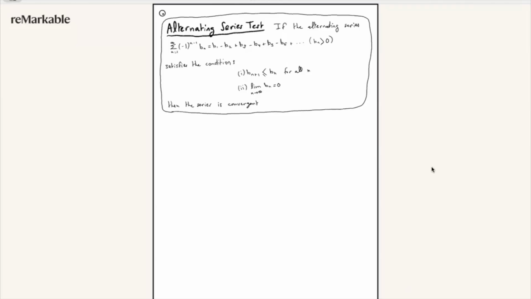So for this part, we're going to look at the alternating series test. This is a test that allows us to see, if we have an alternating series, whether or not the series is convergent. So the test just needs to pass two conditions, and if these two conditions are satisfied, then the series is considered convergent. And we're going to look at an example to see how this works in practice.